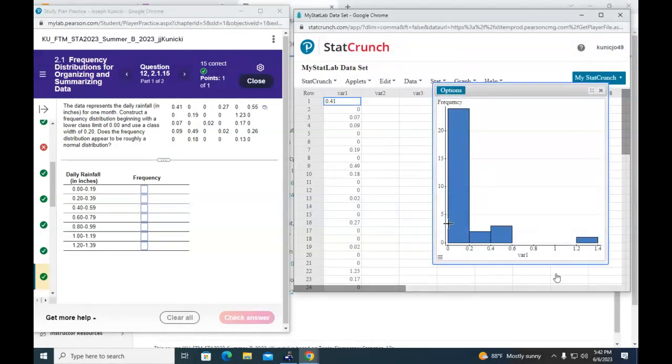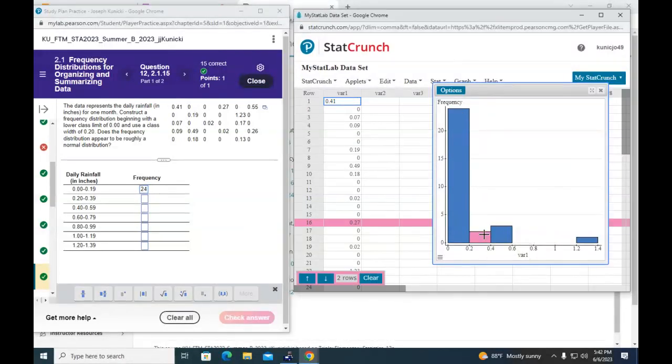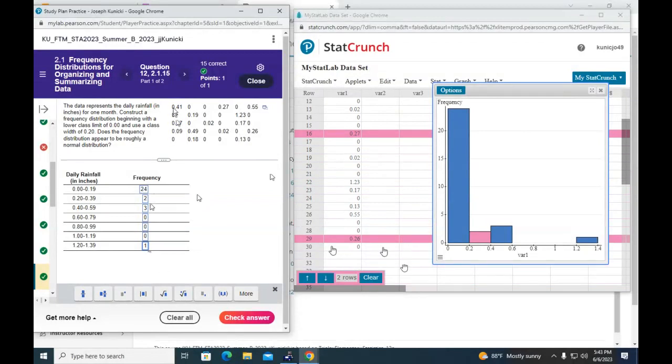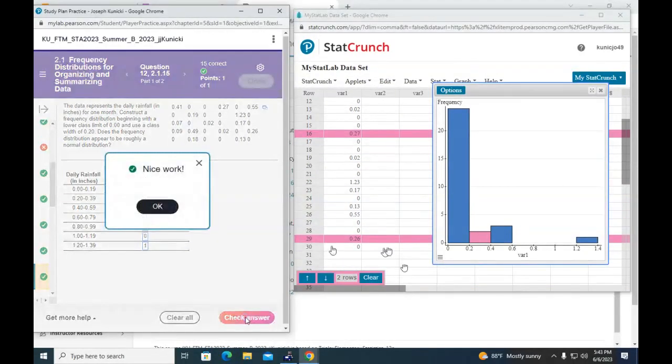There it is. So the first one is 24. Two. Oh, three. I like how if you put the cursor on it, it gives you the count. And then 0, 0, 0, 1. If I add those up, I get 29. No, I'm sorry, I get 30. And there's five rows and six columns for 30. And in the raw data, there's 30. So I got the right number. So I double check and make sure I didn't miss one.